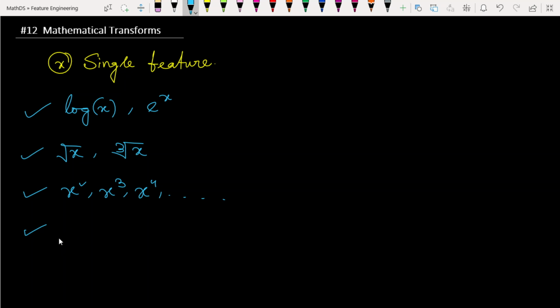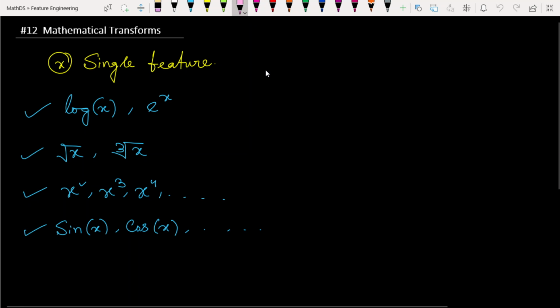Or maybe we need some trigonometric transformation like sin x, cos x, tan x. Okay, so these things are based on the problem. It's problem to problem.